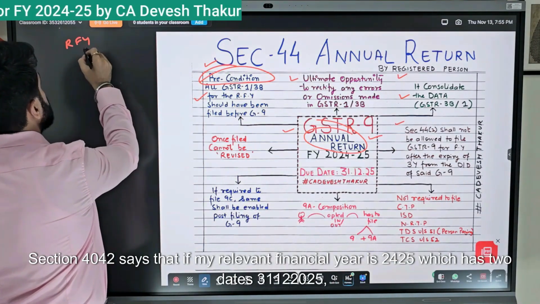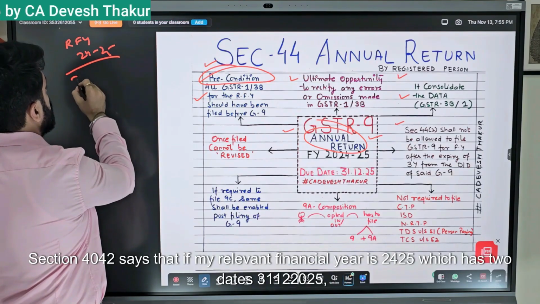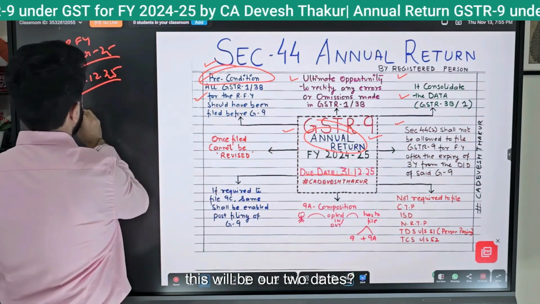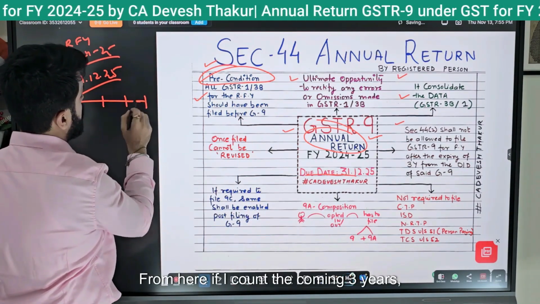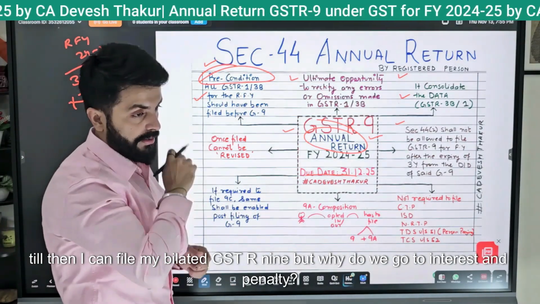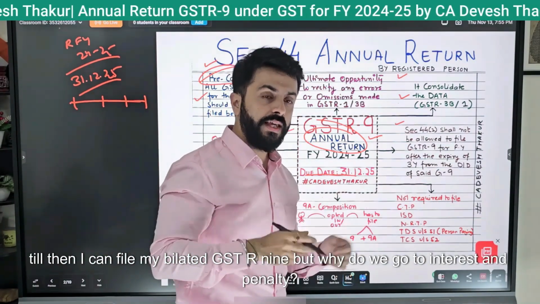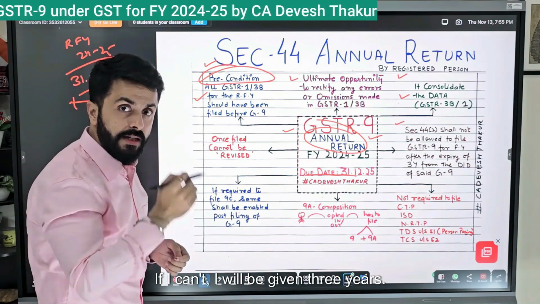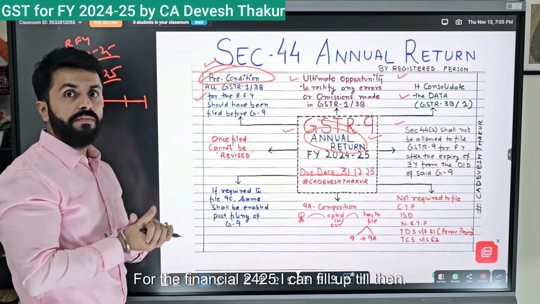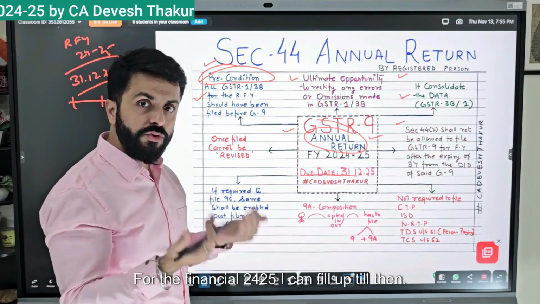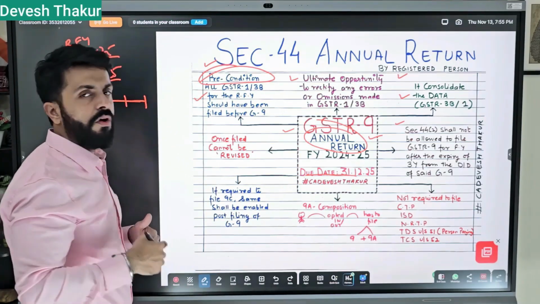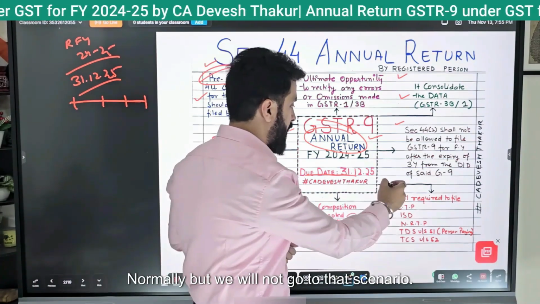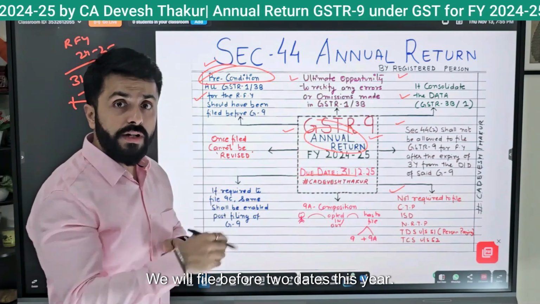Section 44 says that the relevant financial year is 24-25, which has two dates, 31 December 2025 and the extended date. From there, if I count the coming 3 years, until then I can file my belated GSTR-9. But why go to interest and penalty? We will file before those dates. If I can't, I will be given 3 years, so for the financial year 24-25 I can file until then. Notifications are also issued. If I don't file for a previous financial year, the government may turn off the waiver normally, but we will not go to that scenario. We will file before the dates this year.